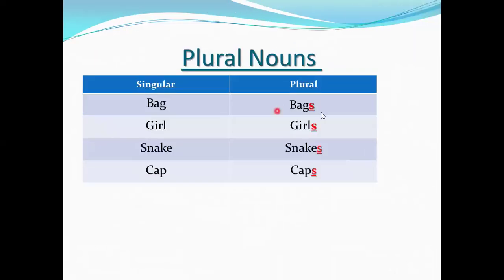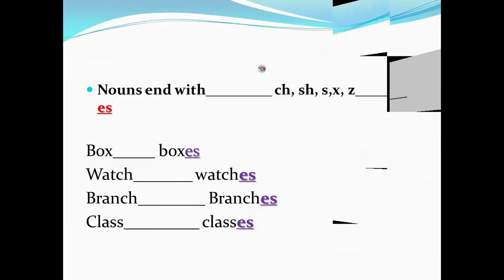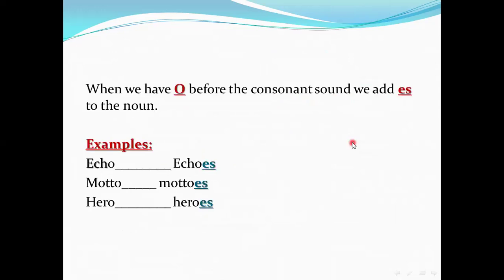Here are the plural nouns, as we told you, adding s to the noun, like pigs, girls, snakes, kids. This is the singular, and this is the plural of the singular noun. Let's go to another slide. We have another rule, adding es to the noun, like boxes, watches, branches, glasses. After ch, sh, s, x, z, we add es to them. Let's go to another slide.